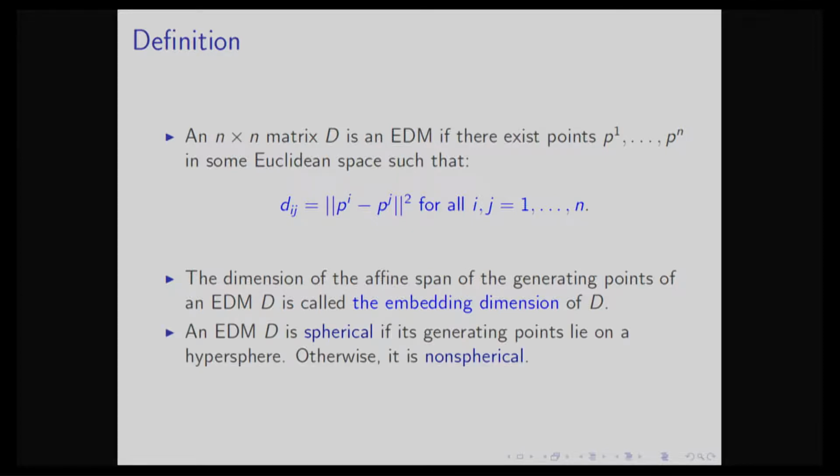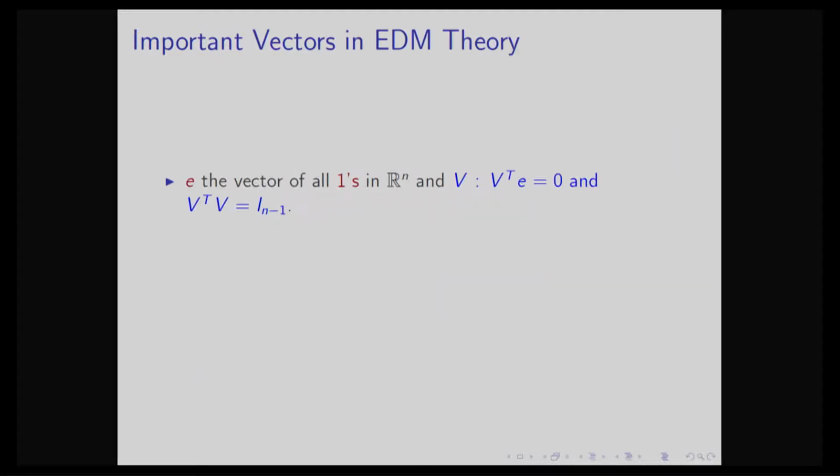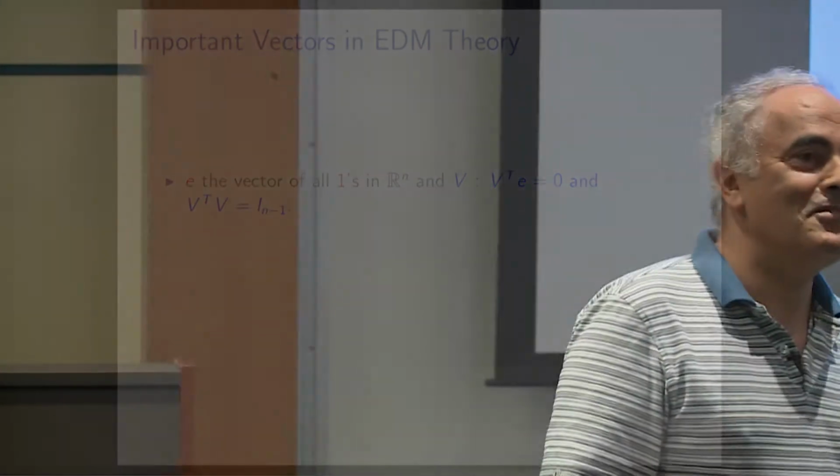Now, the EDM is spherical if its generating points lie on a sphere. Okay, so if you have points on a sphere, then the corresponding EDM is going to be called spherical. Otherwise, it's non-spherical. And again, the more important class are the spherical EDMs. You will see later. Yes? Distance is on the sphere or in the Euclidean? Euclidean distances. But the points are on the sphere. But the distance is always Euclidean.